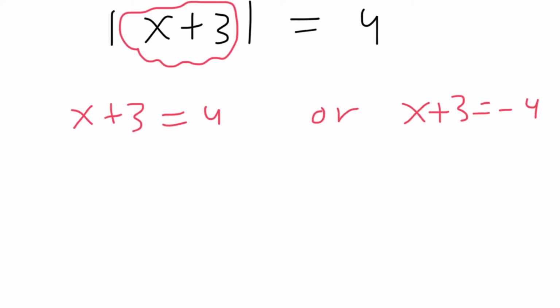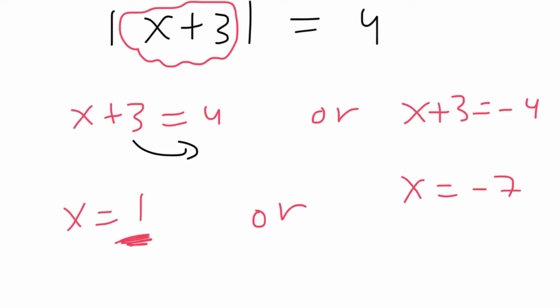So this becomes an equation that's easy to solve, because you still have to have x alone on one side, so you're just going to have to move the 3 to the other side. So it will be x equals 4 minus 3, which is 1. And for the other one, you move it to the other side too. So x equals minus 4 minus 3, which is minus 7. So I still have two solutions, 1 and minus 7.